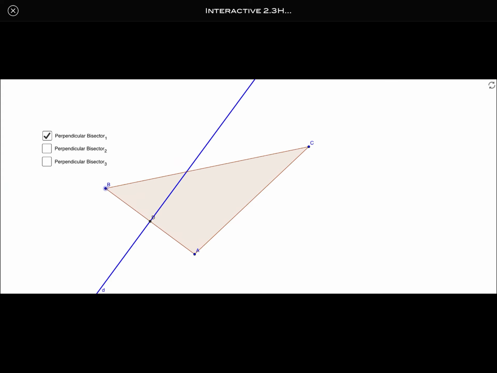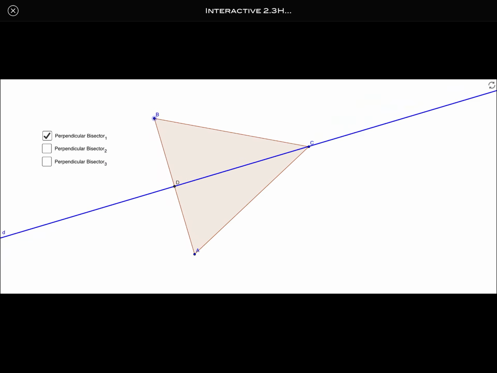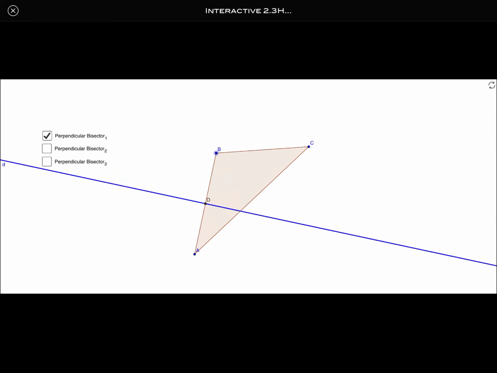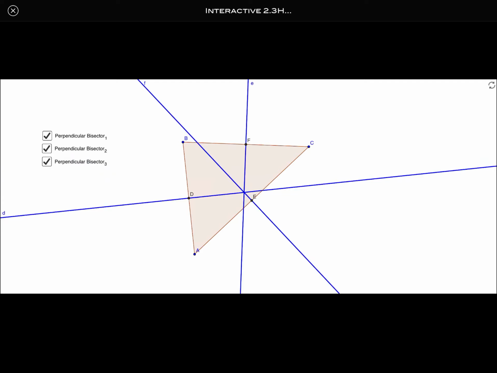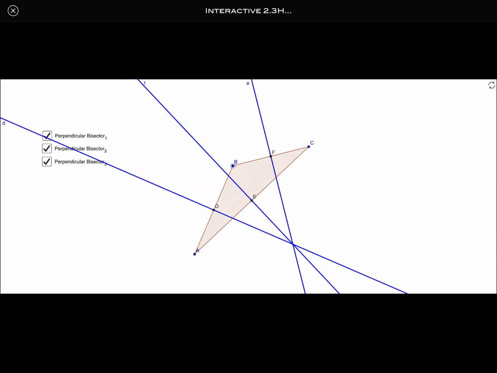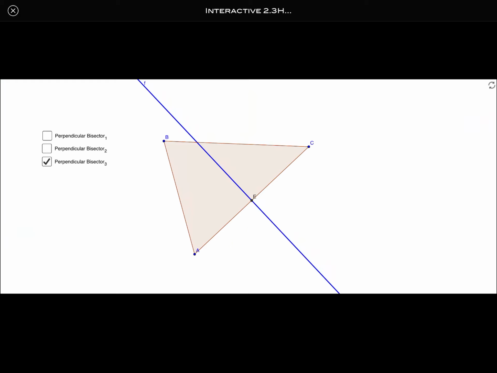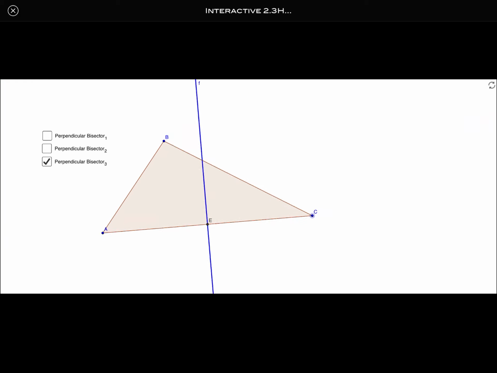You can play around with that if you want. You can make it hit the vertex right there, but it doesn't have to pass through a vertex. And you can add in the other perpendicular bisectors if you like, to see what happens with those. But just having one perpendicular bisector to me makes it the most clear.